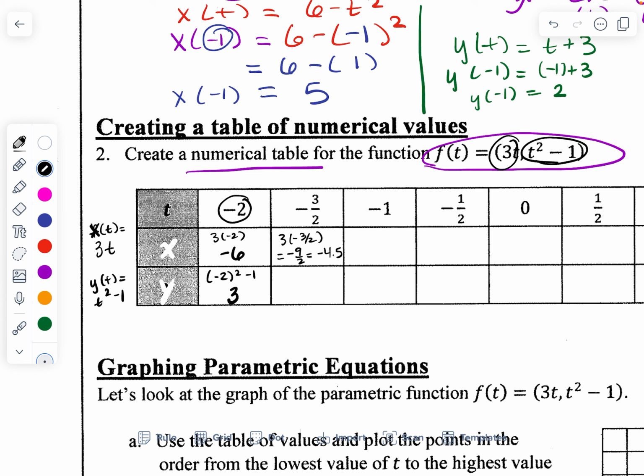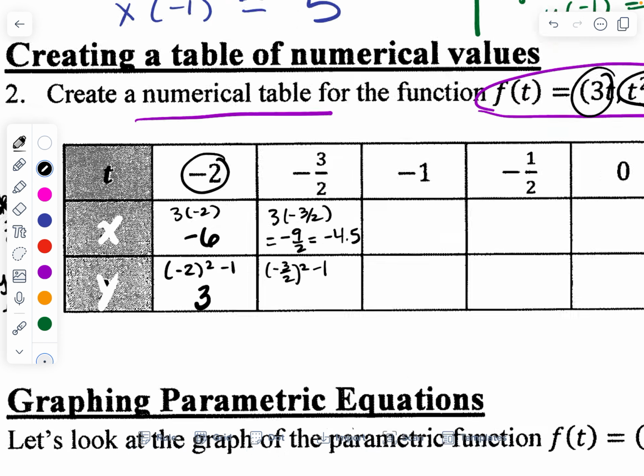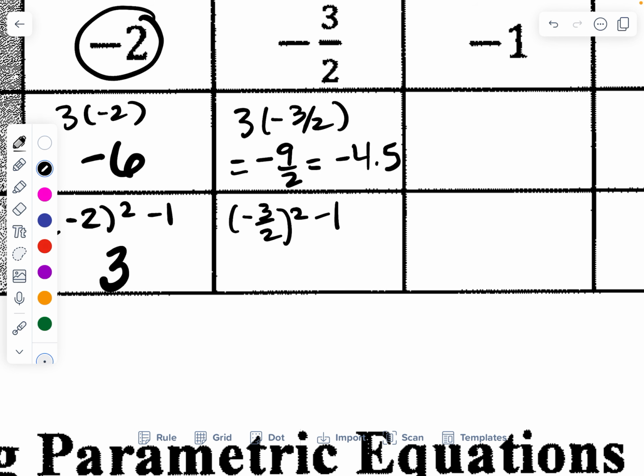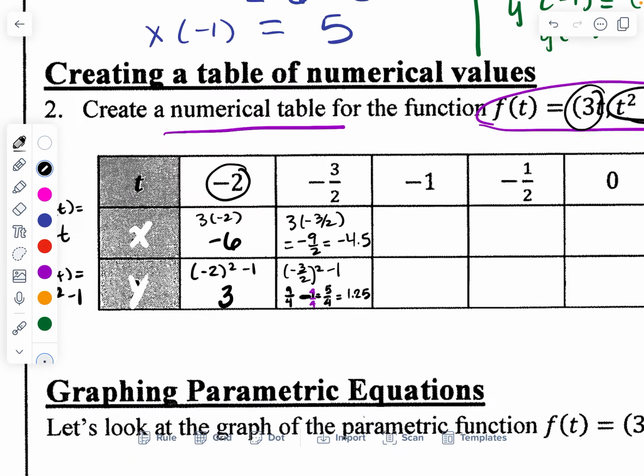This one here, t squared minus 1, so I know t is negative 3 over 2 squared minus 1. You're going to need to be good at fractions if you're not already. We know negative 3 squared is 9, 2 squared is 4, minus 1. Minus 1 is like saying 4 over 4. So this gives me 5 over 4, which as a decimal is 1.25. Again, decimals are best.